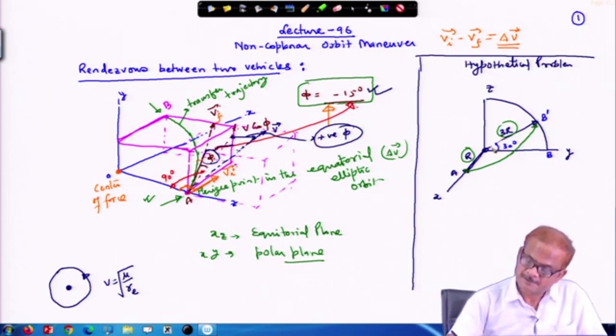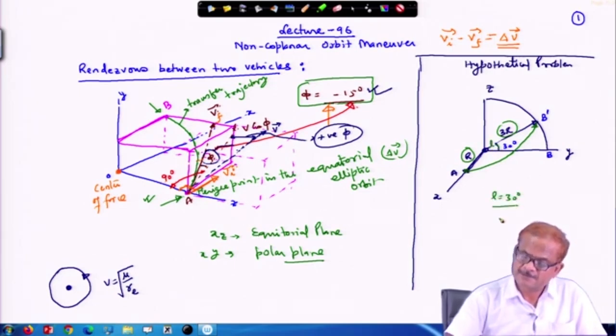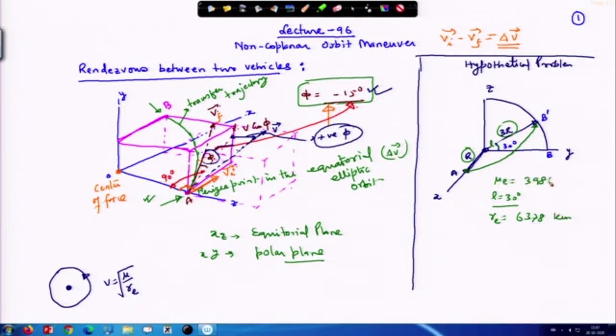So, here this angle, let us say this is the latitude L, L equal to 30 degrees, this is given. Previous problem, just recall the previous problem. And the radius of the earth we are taking to be 6378 kilometers, and mu earth we will take as 398600 kilometers cubed per second squared. Okay, so we can start working with this.